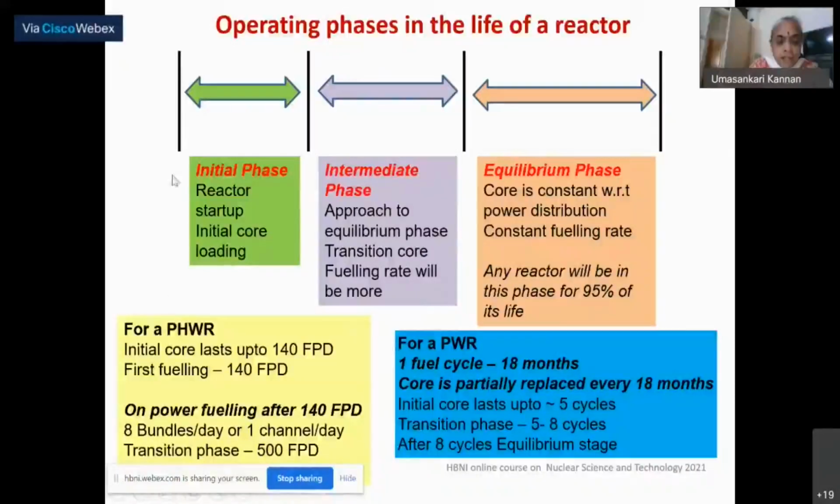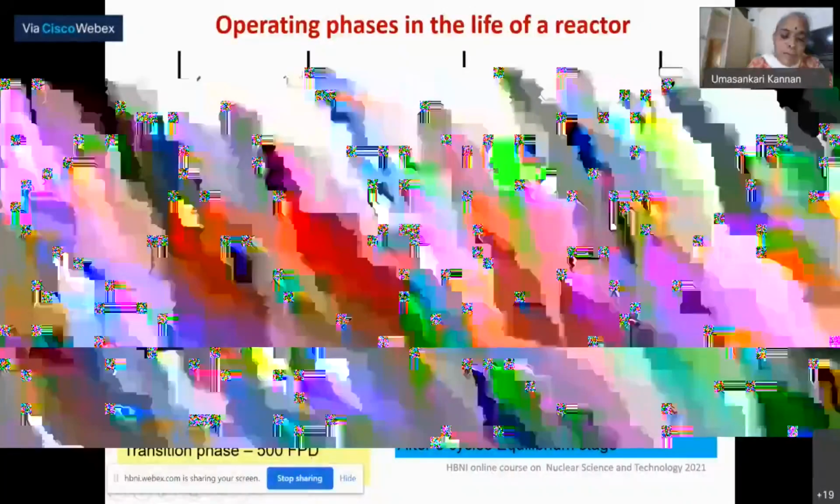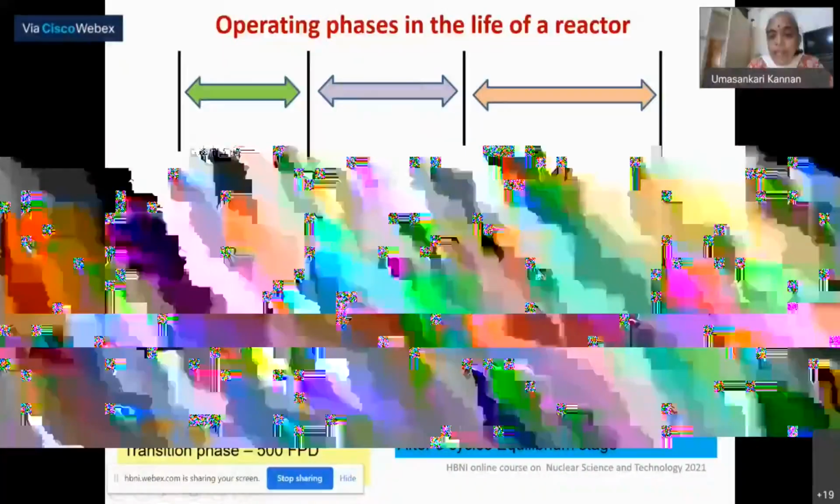For a PHWR, for example, this phase lasts up to 140 full power days. That's about half a year. And the first refueling will start at 140 full power days. This stage is around from 140 to 500 full power days. Here we refuel about 8 bundles per day or 1 channel per day. This is a transition phase. And after 500 full power days, the PHWR reaches equilibrium operation with respect to the power distribution. So you can say that after 500 full power days, your equilibrium phase is reached.